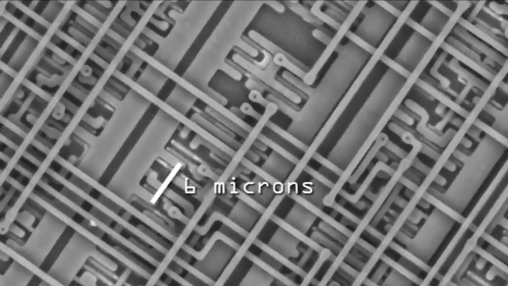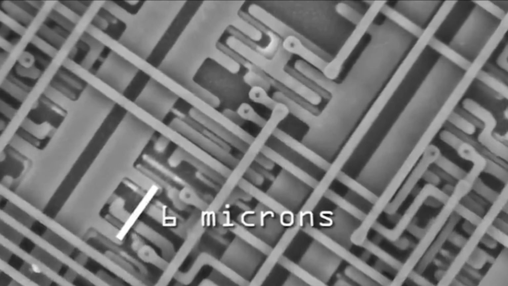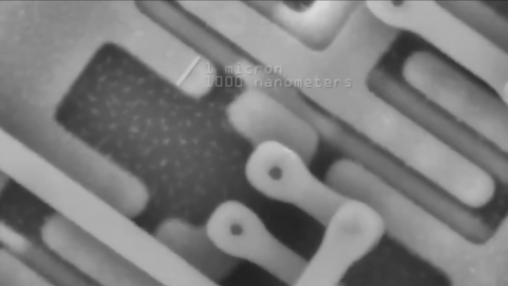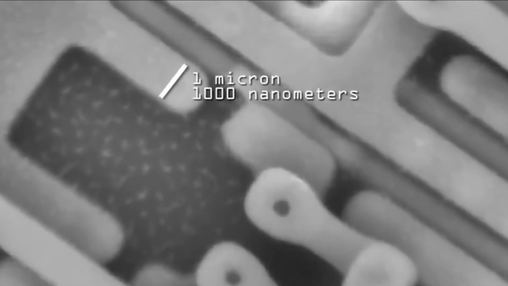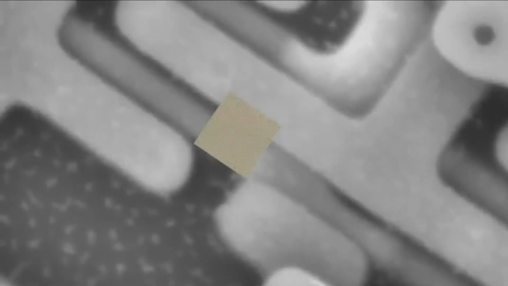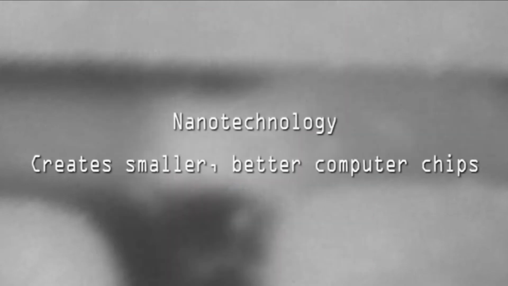Now we're at 6 microns, zooming in and getting even closer, and there it is right there, the transistor. It's going to show up a little more clearly, down to 1 micron, 1,000 nanometers, and there it is. Okay, there it is. This little square represents a transistor. Each one of the little squares on here represents a single transistor. So they are very small these days.